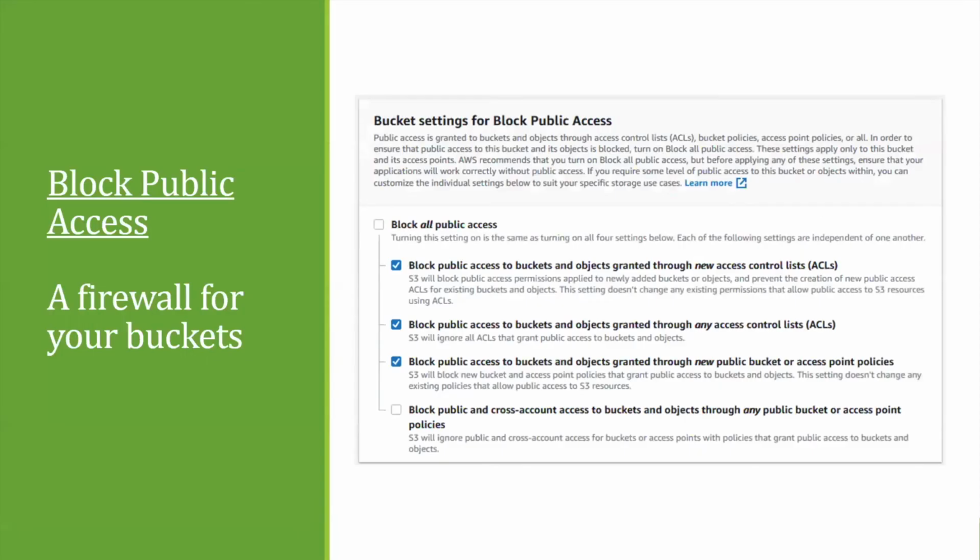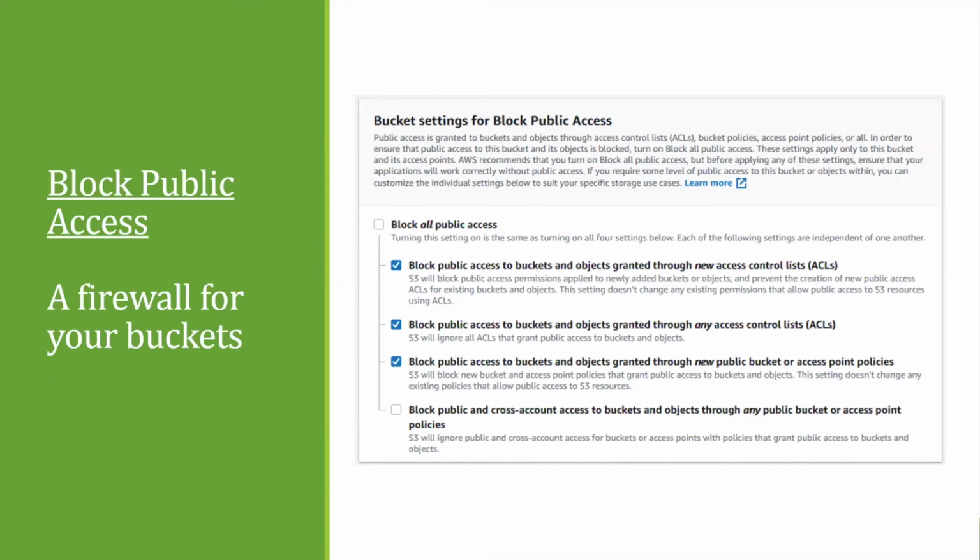Now, because of all of these data breaches, AWS has introduced various new features to S3 as layers on top of them to prevent some of these problems. And one of them is block public access. And you can really think of this like a firewall for your buckets.